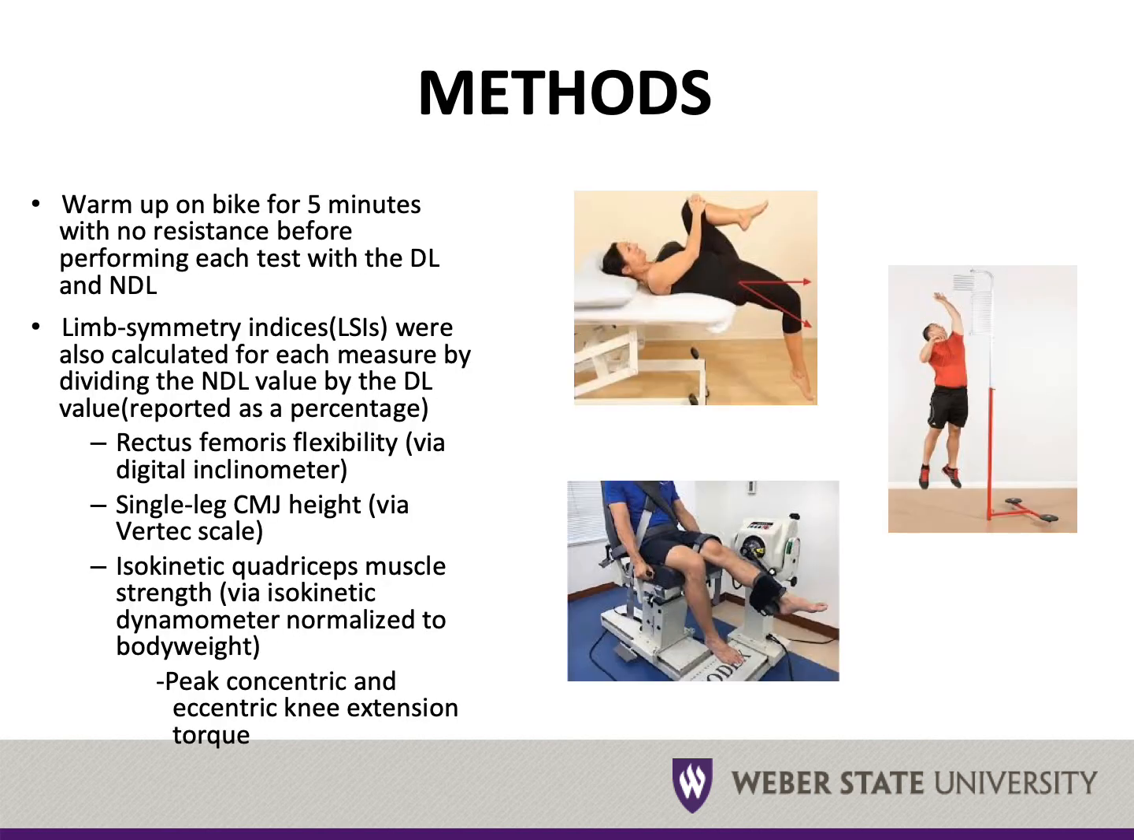The participants attended 3 separate visits where they would begin by warming up on the bike for 5 minutes with no resistance before performing each test with the dominant limb and non-dominant limb. The rectus femoris flexibility was measured via digital inclinometer while the participant was in the Thomas test position. Single leg countermovement jump height was measured via the Vertec scale. Isokinetic quadriceps muscle strength was measured via the isokinetic dynamometer and was normalized to the individual's body weight. We measured peak concentric and eccentric knee extension torque.